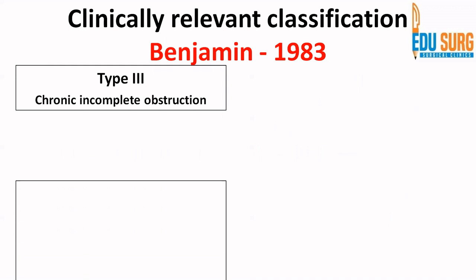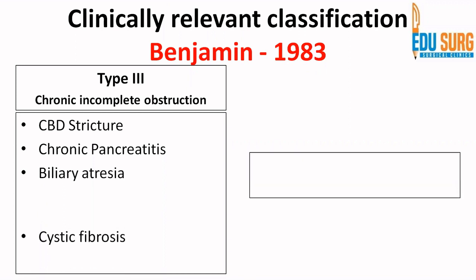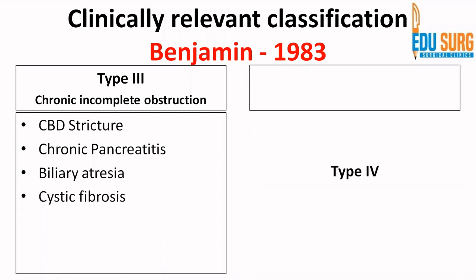Coming to type 3, here you have incomplete obstruction but chronic, something like an evolving common bile duct or common hepatic duct stricture, right, which is also seen in chronic pancreatitis. The bile duct is narrowed, but it is not completely obstructed. Okay. Another example is biliary atresia and cystic fibrosis.